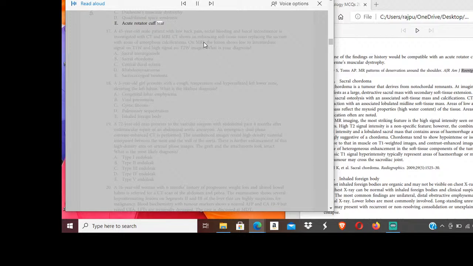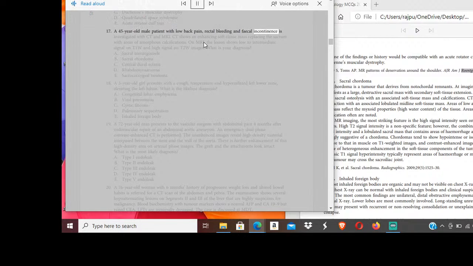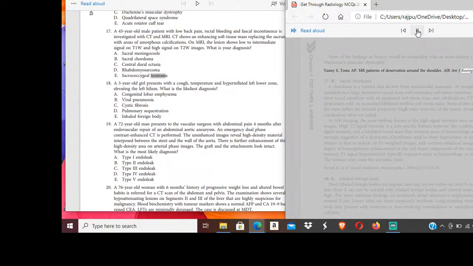Tear. 17. A 45-year-old male patient with low back pain, rectal bleeding, and fecal incontinence is investigated with CT and MRI. CT shows an enhancing soft tissue mass replacing the sacrum with areas of amorphous calcifications. On MRI, the lesion shows low to intermediate signal on T1W and high signal on T2W images. What is your diagnosis? A. Sacral meningocele. B. Sacral chordoma. C. Central dural ectasia. D. Rhabdomyosarcoma. E. Sacrococcygeal teratoma. Roentgenol. 2010, 195:2. 17. B. Sacral chordoma.